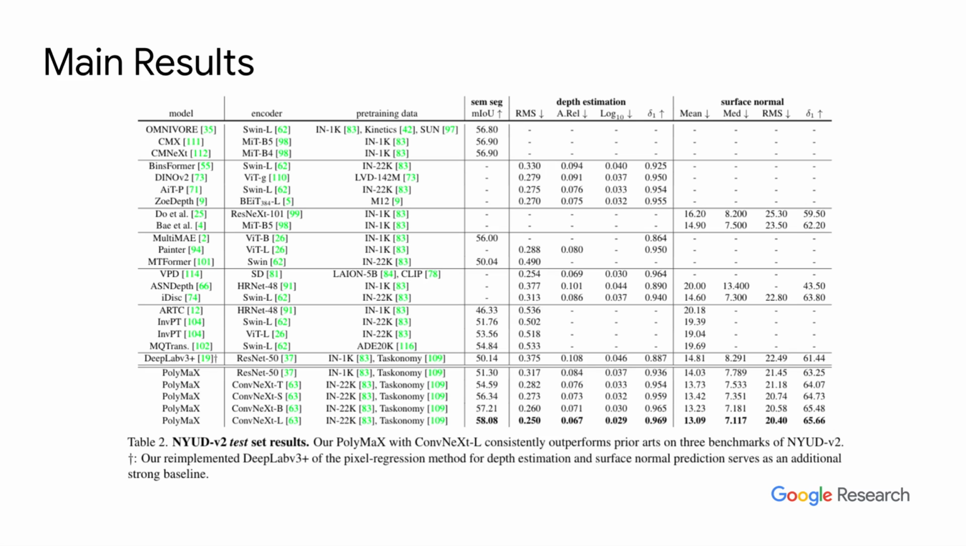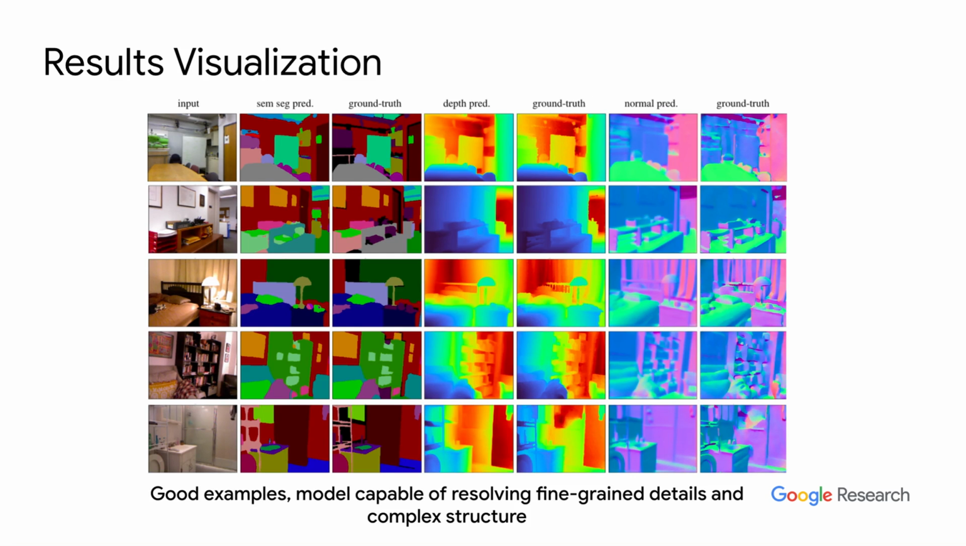Here is our main result of the proposed PolyMaX model. We show that this model outperforms all the previous works on 3 benchmarks of the NYU v2 dataset. This even includes the ZoeDepth model, which is trained with a combination of 12 datasets, and the diffusion-based VPD model, which is trained with the large-scale LAION-5B dataset. We also show the visualization of our model predictions, and our model is capable of resolving fine-grained details and complex structures, even when the ground truth has artifacts.